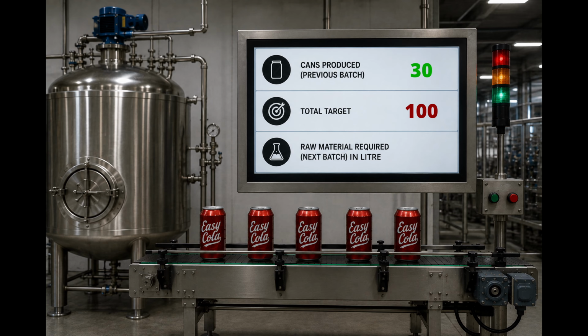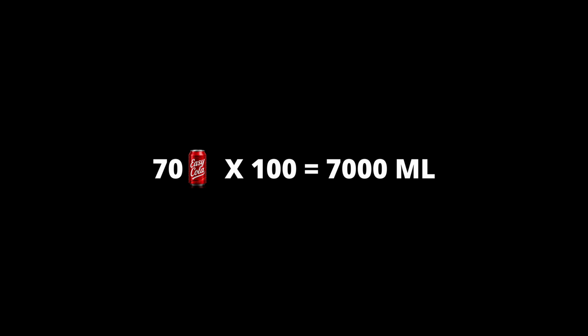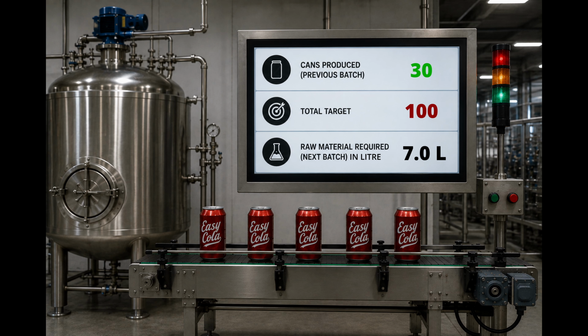For that we need to get some raw material, and let's suppose each can holds 100 ml of cola. So we need to multiply the number of cans with 100 and the final number will be our raw material requirement. So let's create this application in our PLC program.